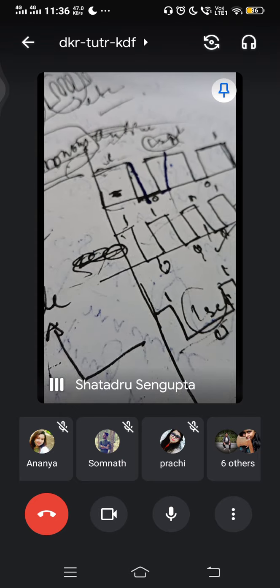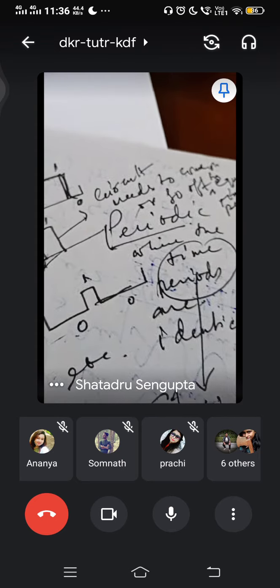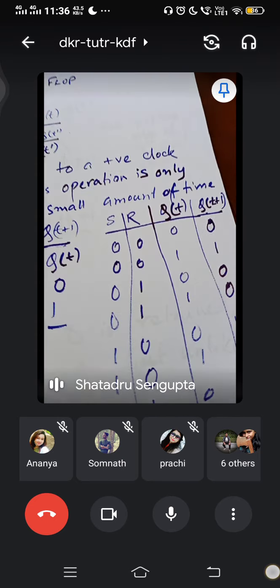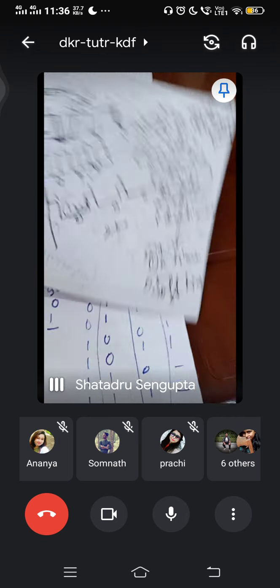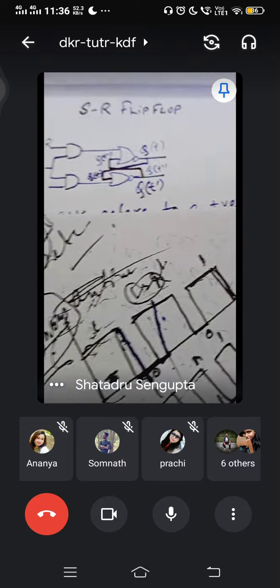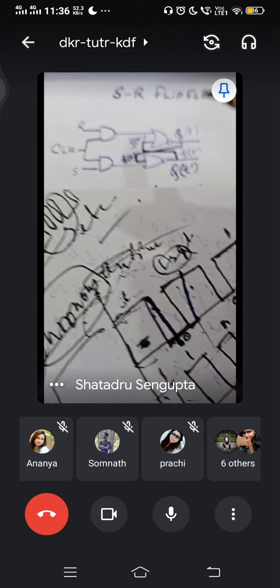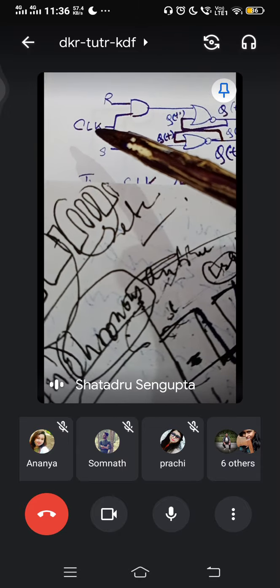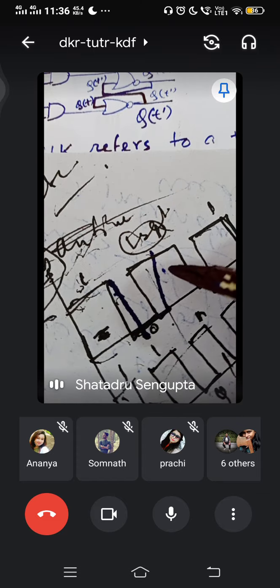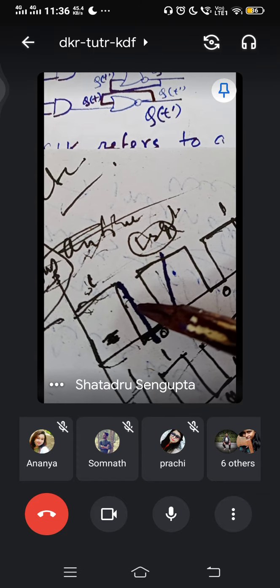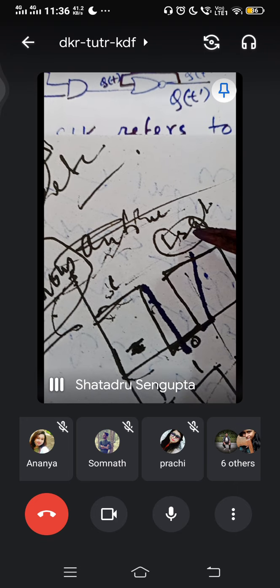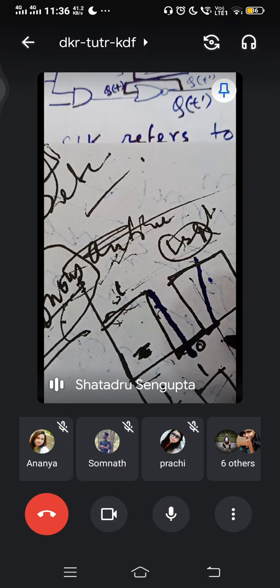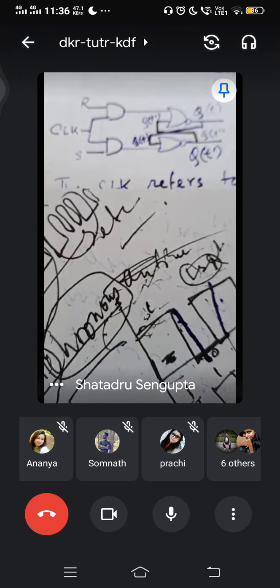So what we have is a flip-flop, and a flip-flop is edge triggered. Edge triggered means that this CLK signal that you see, these edges, can be either a falling edge or a rising edge. That means a negative edge or a positive edge. Positive edge is 0 to 1, negative edge is 1 to 0.